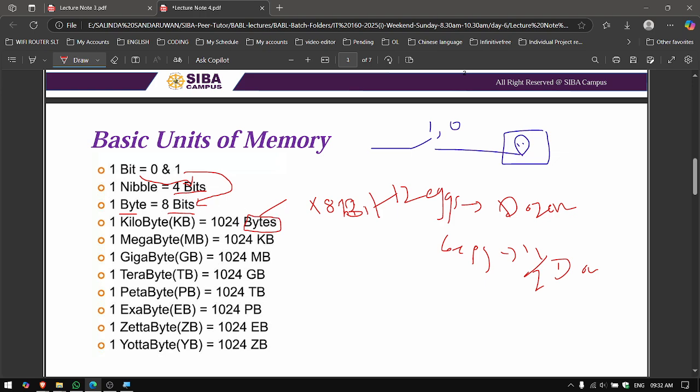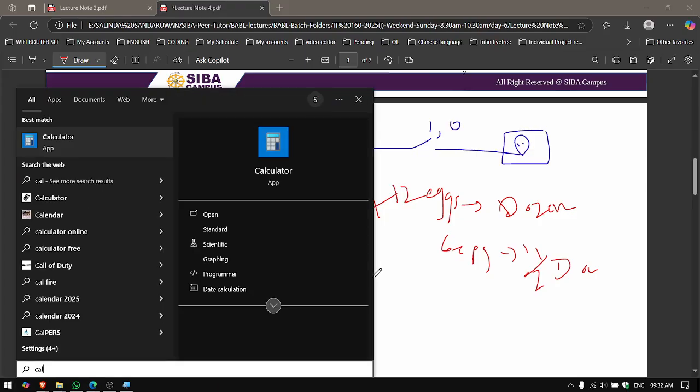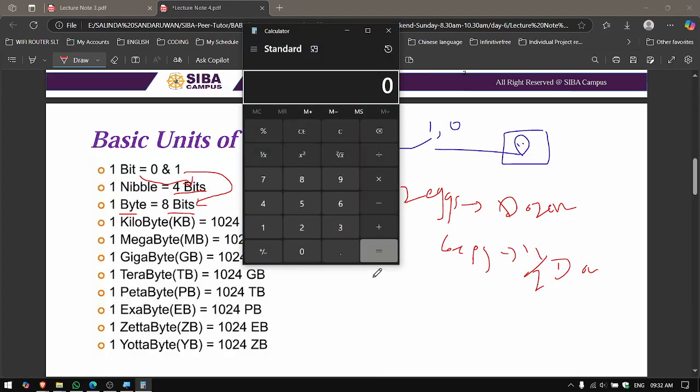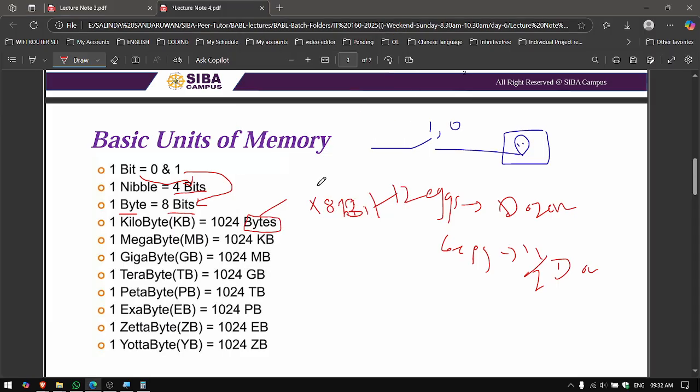So we should multiply 1024 by 8 to get how many bits are here. Let me do the quick calculation. 1025 multiplied by 8 is going to be 8192. So here, 8192 bits is the equivalent.